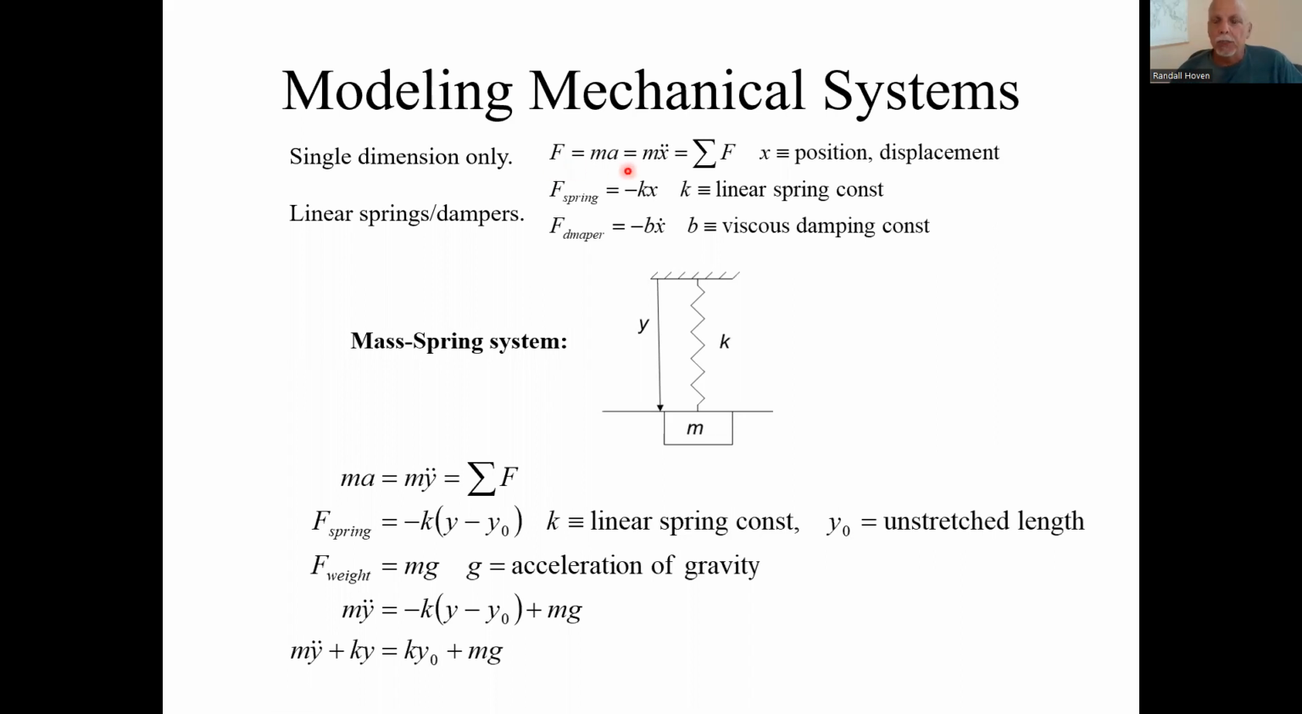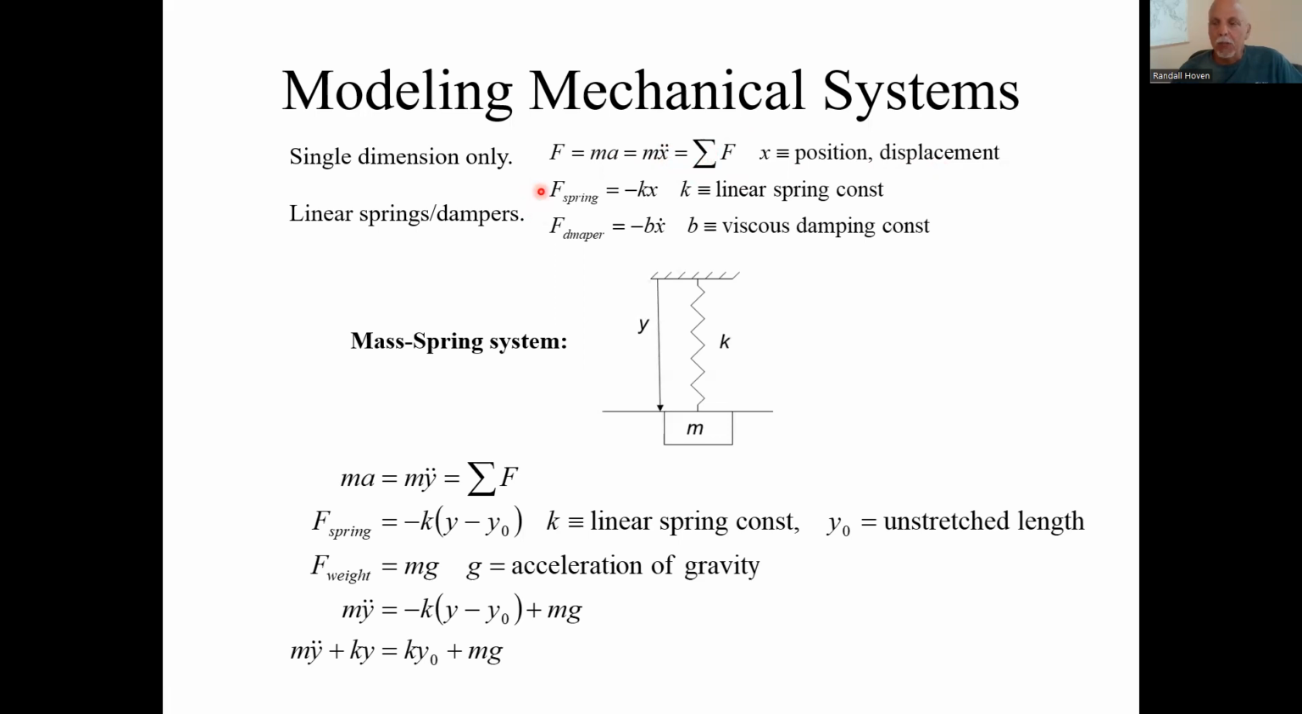The basic equation, of course, is F equals ma. If x is going to be the position or displacement, a, or acceleration, is the second derivative of x. So we'll set up our equations like this. M times x double dot equals the sum of all the forces.